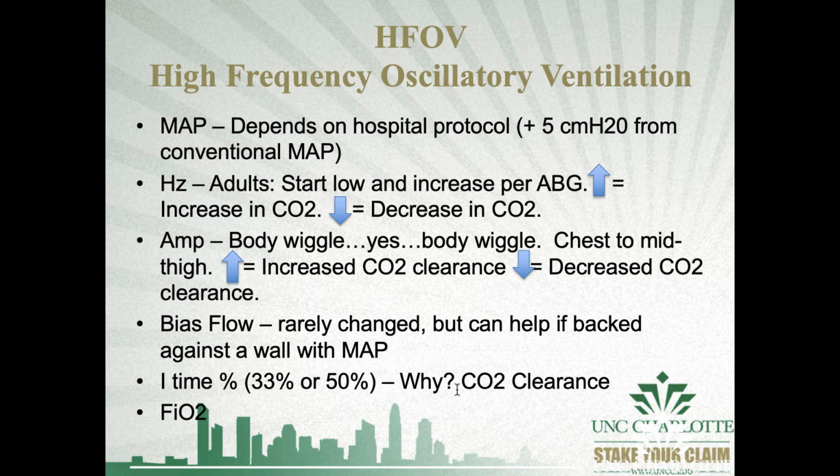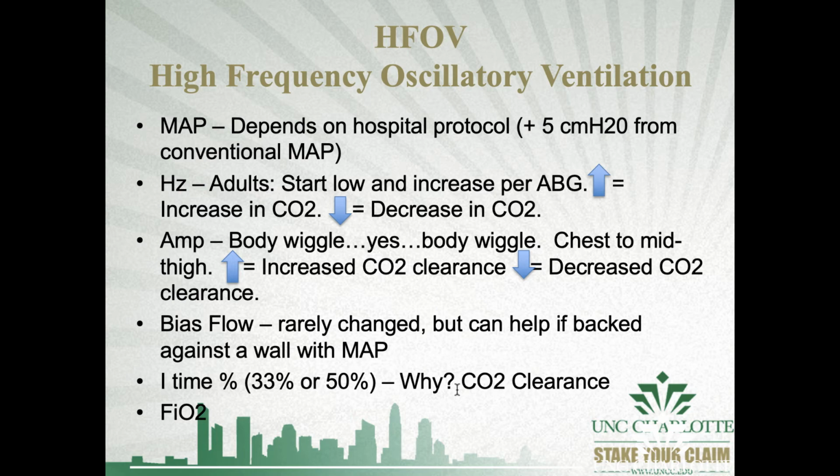Our bias flow is what's going through the circuit, and generally that's set and forgotten. But if you're backed against the wall with your MAP, sometimes you can increase your bias flow and you will have an increase in your MAP. So that's something to consider as well. You should rarely ever have to change that.